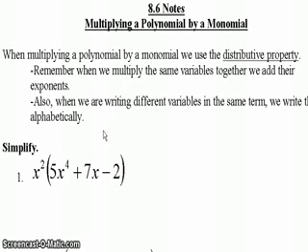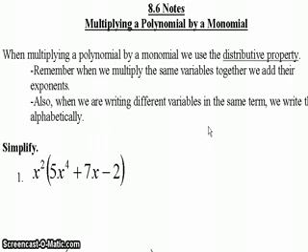We got to use the rules we learned in section 8.1 about when we're multiplying variables together. If they have the same base, we're going to add their exponents. Remember, coefficients are just going to work as they always have. You're multiplying two numbers together. You're just going to write down the result.